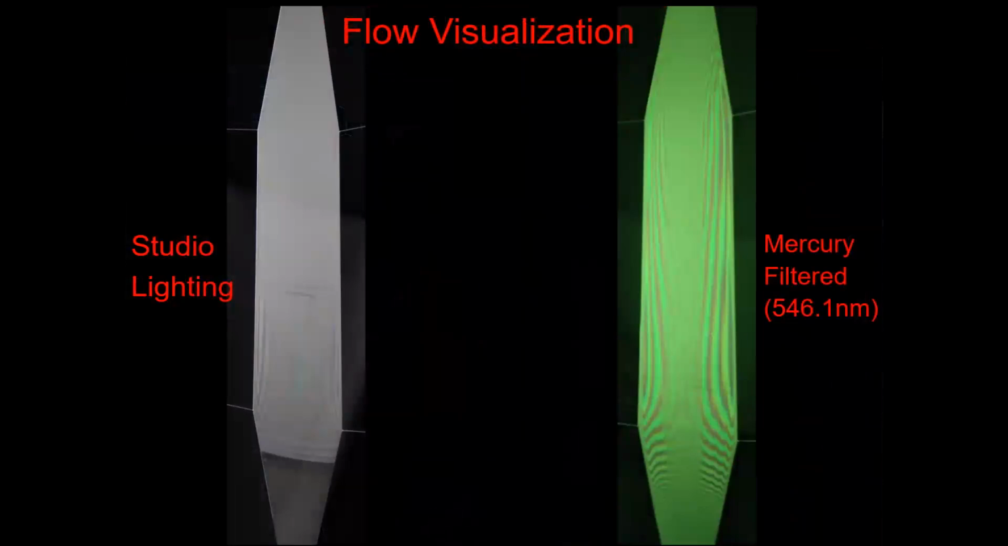And so we actually look at this under a 546.1 nanometer filter, to bring out the interference patterns. That helps us determine a thickness, but also helps us see detail within the film.